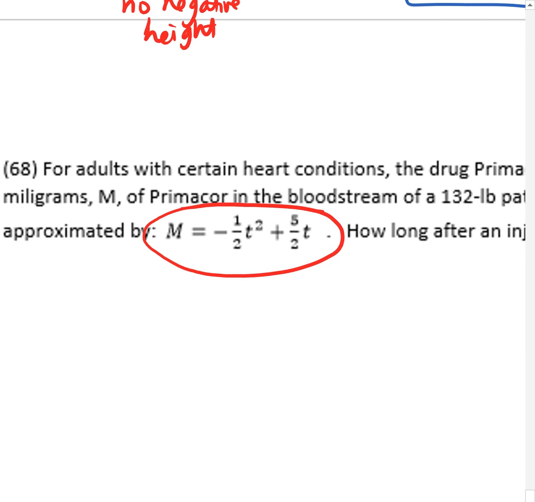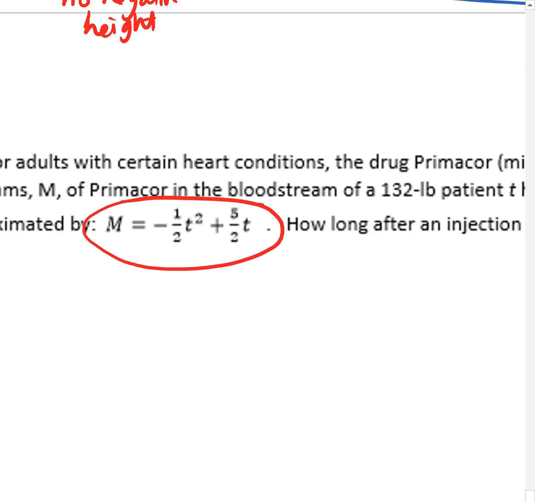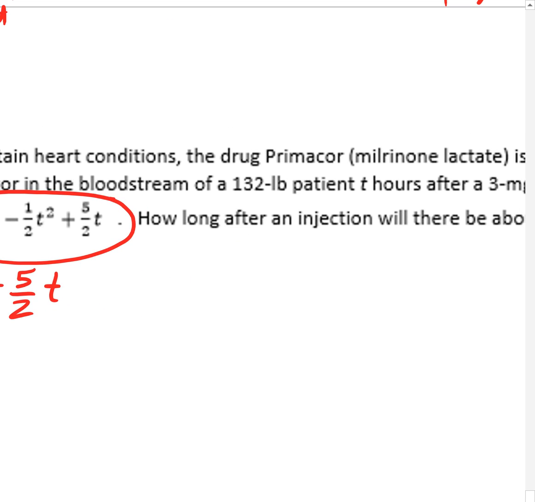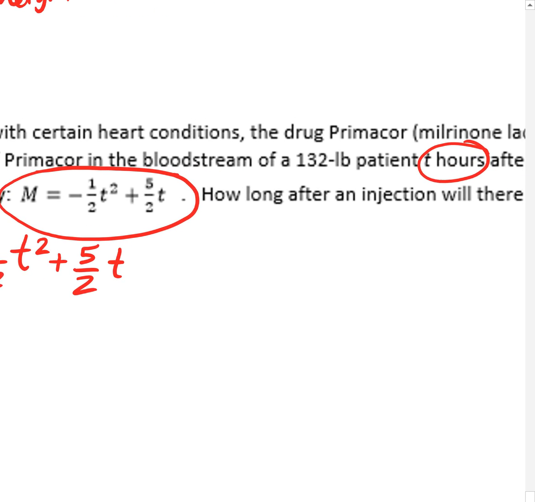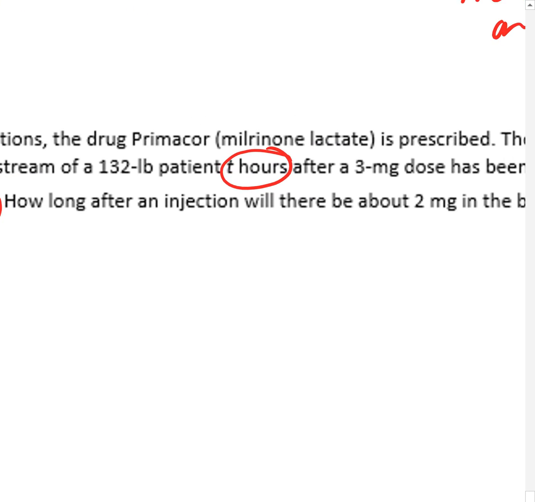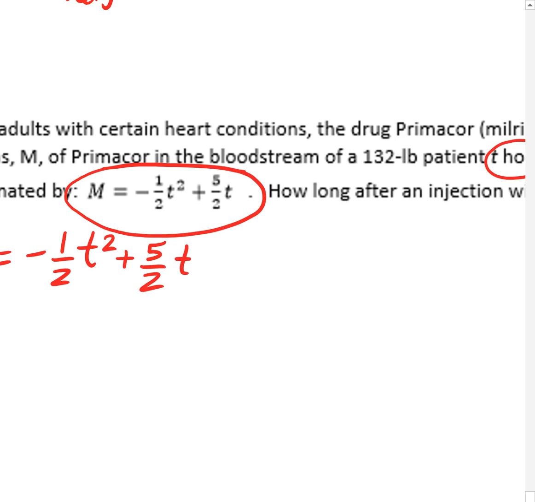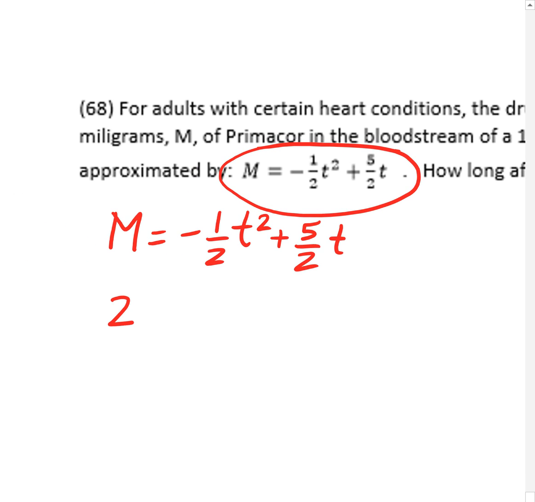So it looks like M is the number of milligrams in the bloodstream. And they said T was time, but what was it measured in? Seconds or minutes? T hours, okay. T is number of hours. Gotcha. So they want to know how long after an injection there will be 2 milligrams in the bloodstream. So really all I have to do is take 2 and know where to put that. But remember they said T is time and M is number of milligrams, so we're going to put a 2 here, because that was the number of milligrams, not the T.